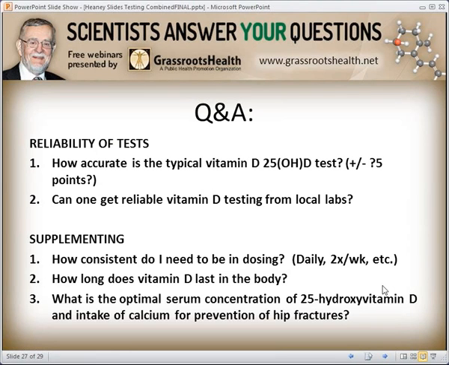I want to add a unique kind of exception in that category to lactating women. Good point, Carol. The research from Drs. Hollis and Wagner indicated that the vitamin D does not transfer adequately, or actually you need to take it daily. So if you're a lactating mom, take your vitamin D every single day. It's very important.